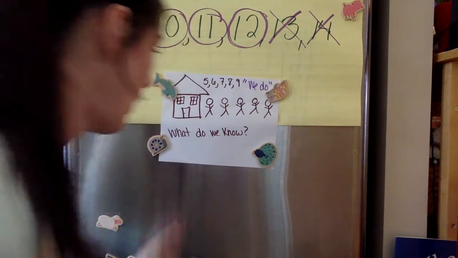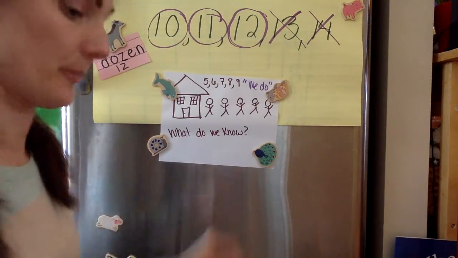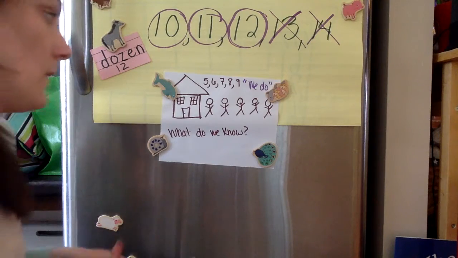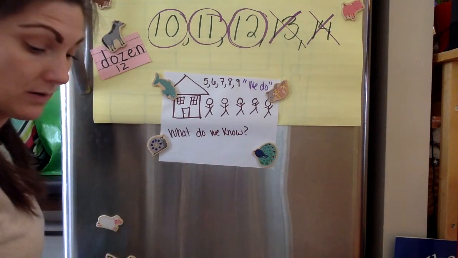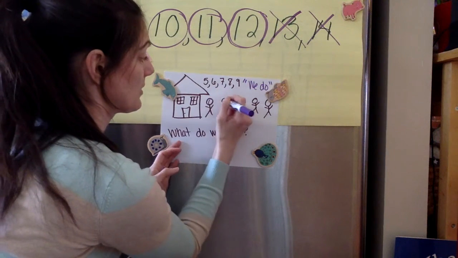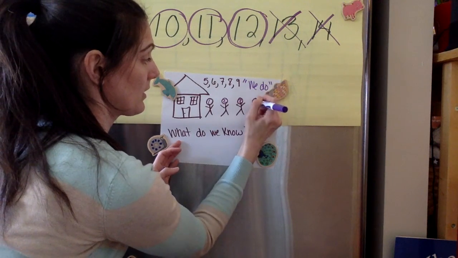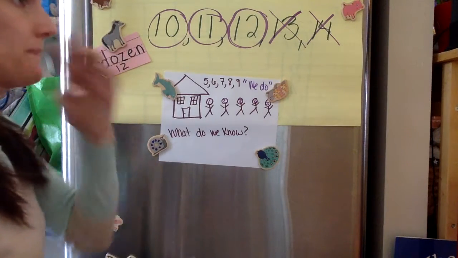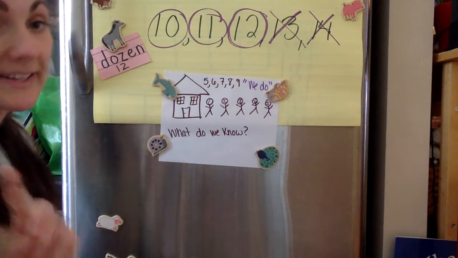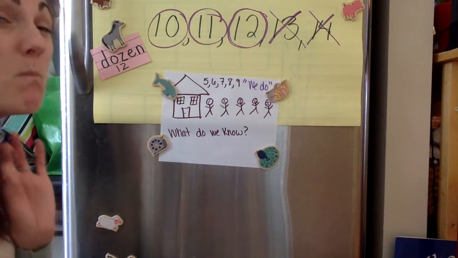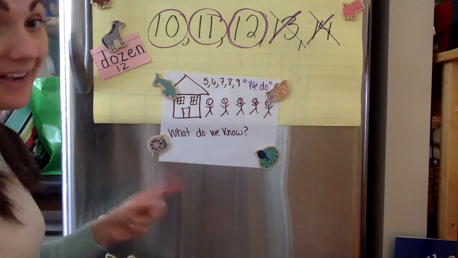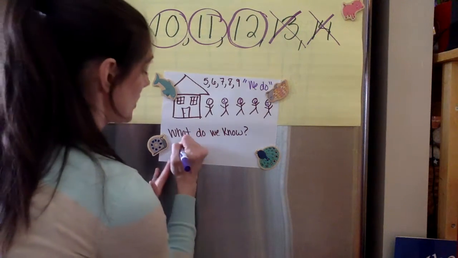All right, so what do we know? Well, first of all, I know that there are 5 people outside of the house, right? I see 1, 2, 3, 4, 5. So there are 5 people outside of the house. But I also know from the story problem that there are more than 5 people visiting, which means there are people that I can't see right now.